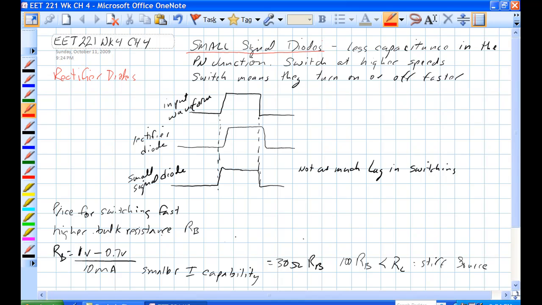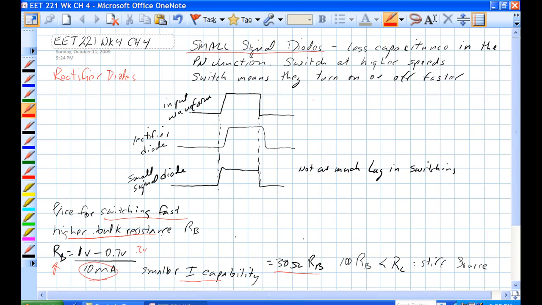The price for a small signal diode is they switch very fast, but they have a higher bulk resistance. If you look at it, bulk resistance here is 0.3 volts over 10 milliamps. Comes out with 30 ohms. They have a smaller current capability, somewhere around here. They are not for power circuits, but they are for shaping waveforms in circuits in an electronic device.